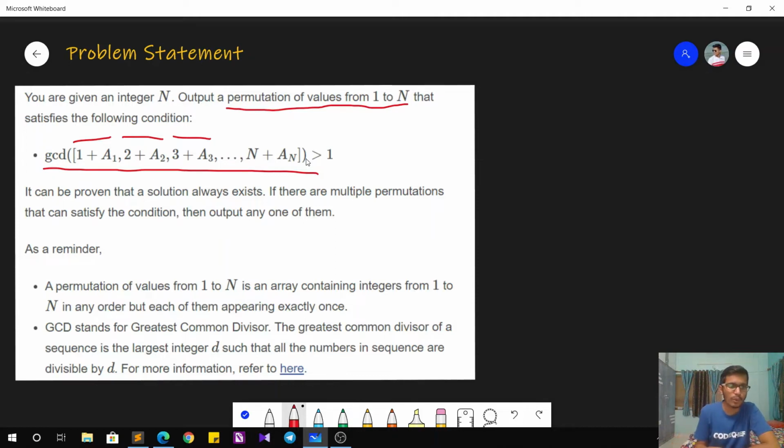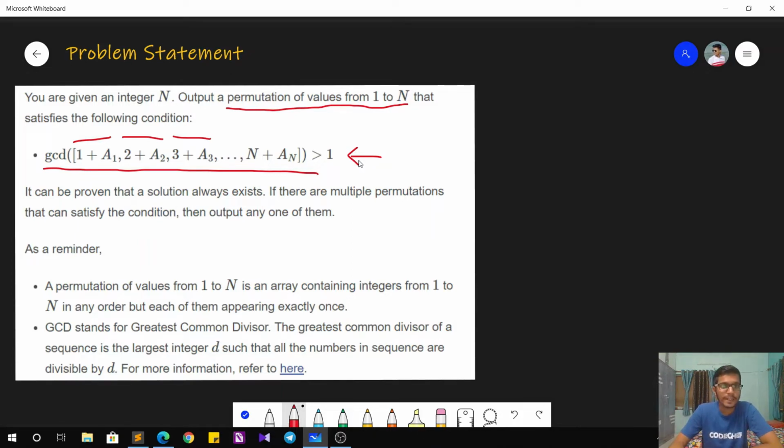And it can be proven that the solution always exists. If there are multiple permutations that satisfy the condition, you have to output any one of them. The problem is pretty simple, so I'm going to straight away discuss the solution. If you notice, this question can be easily tackled with the help of parity.